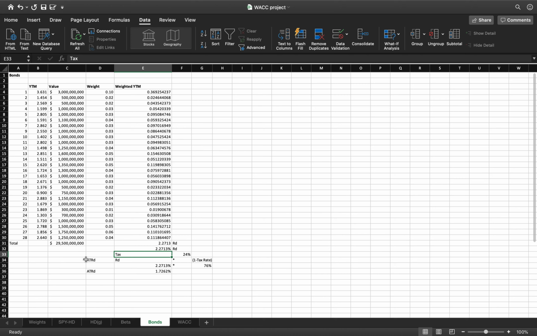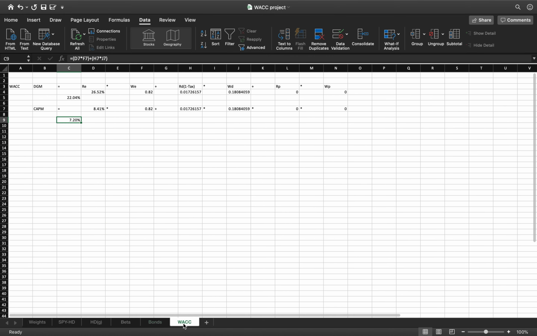Following that, we needed to find your after-tax rate of debt. It's going to be your rate of debt times 1 minus your tax rate. So I plugged everything in. I moved this value down here, and I did 1 minus 24%, which gave you 76%. When you multiply these two values together, you get an after-tax rate of debt of 1.7262%.